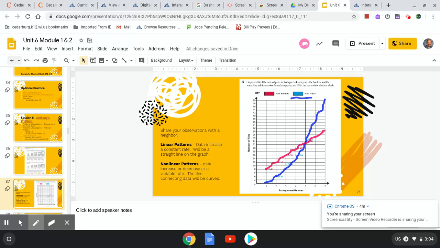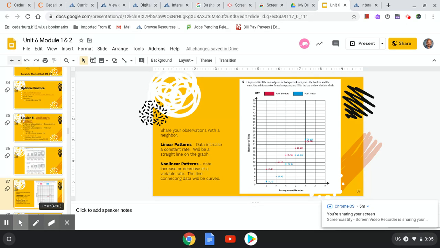A nonlinear pattern is the pool size, right? Because we started with 1 and then we went to 4 and then 9, and then 16, 25. Now just think about a pool that's 10 by 10. That's 100. What do you think the border is going to be with that? You found that out in the next one, so I'm not going to jump ahead there. So I'm just going to erase a little bit of this, and we're going to move on.